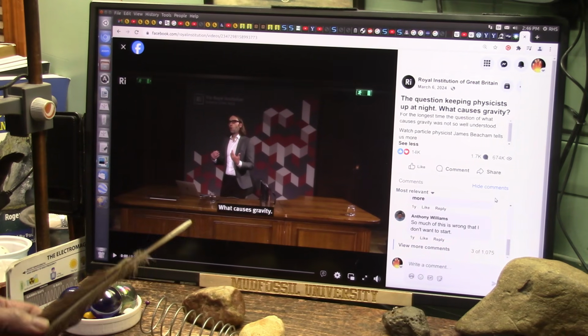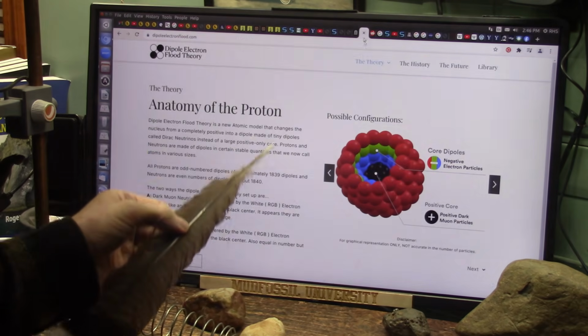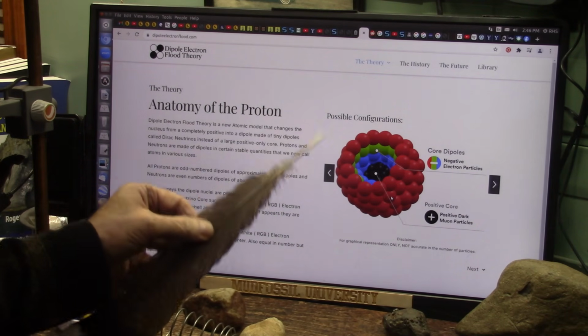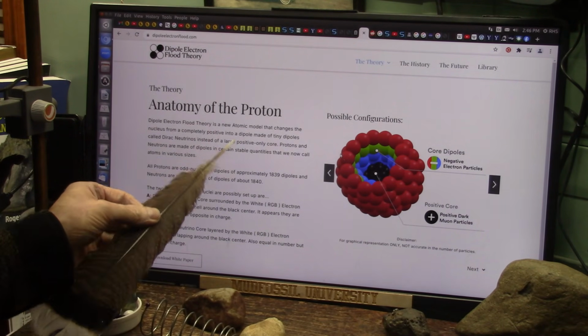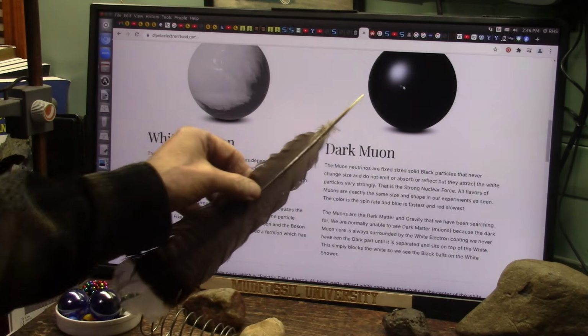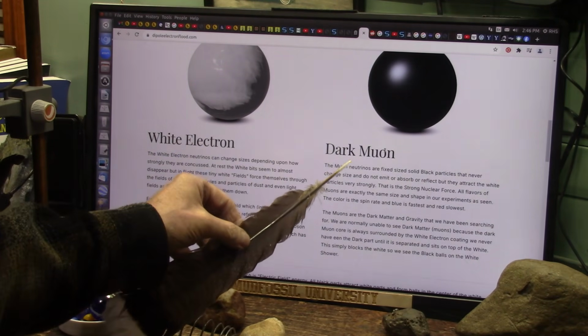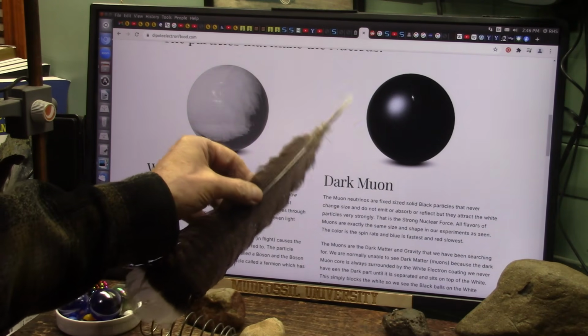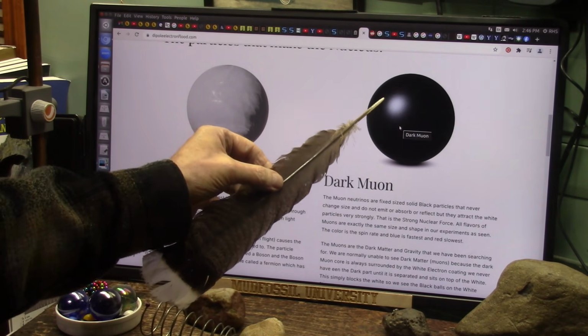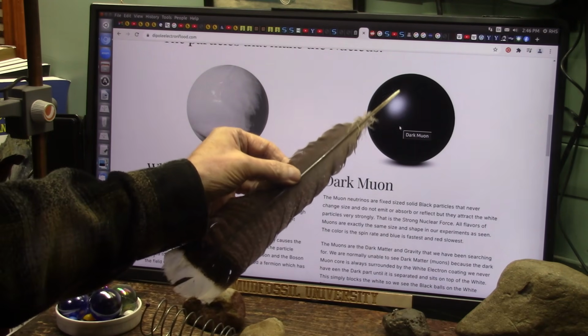Well, okay, my friends, you guys know about dipole electron flood theory, I'm sure by now, if you've been with me. If not, just look it up. It's very simple. These two are the particles that exist. This is literally dark matter. It's the muons. They know what they are. They just don't realize they're dark matter. And it is also the source of gravity.